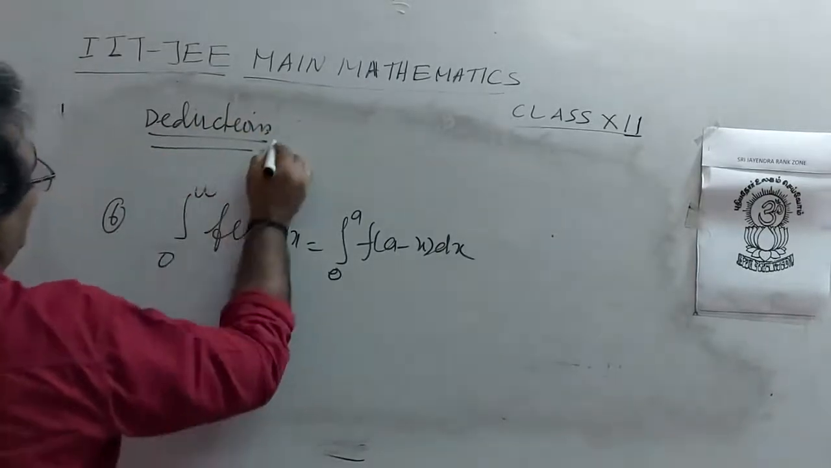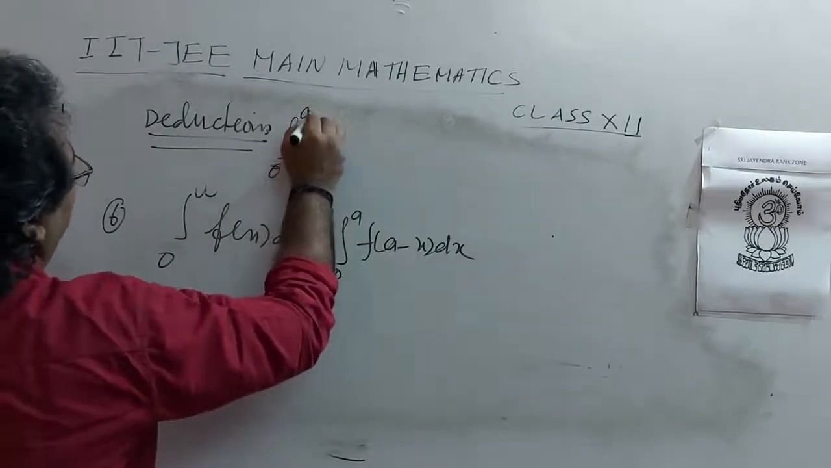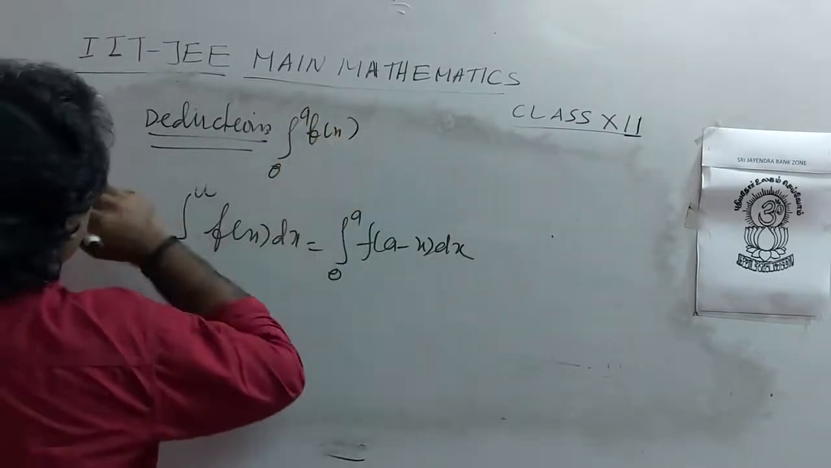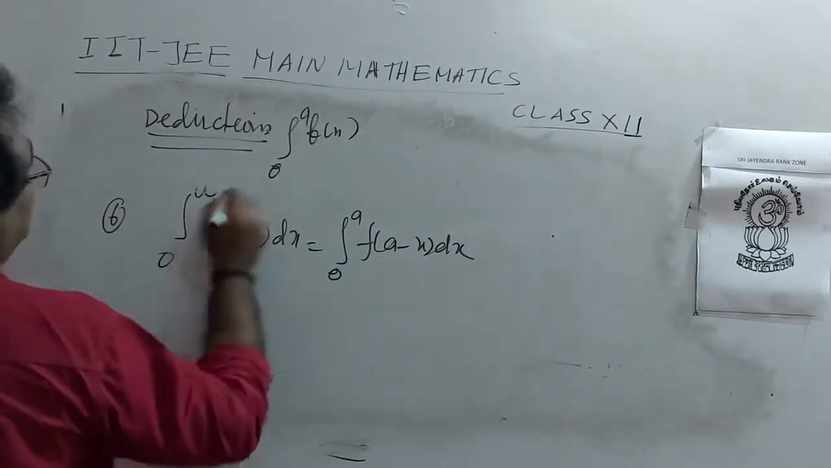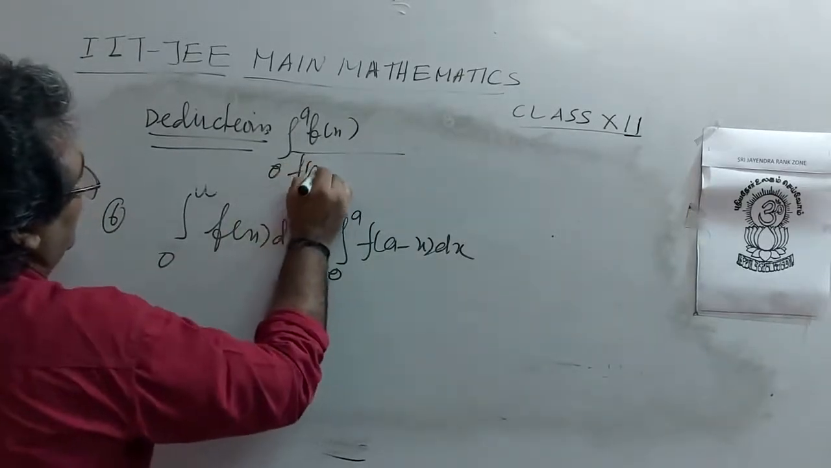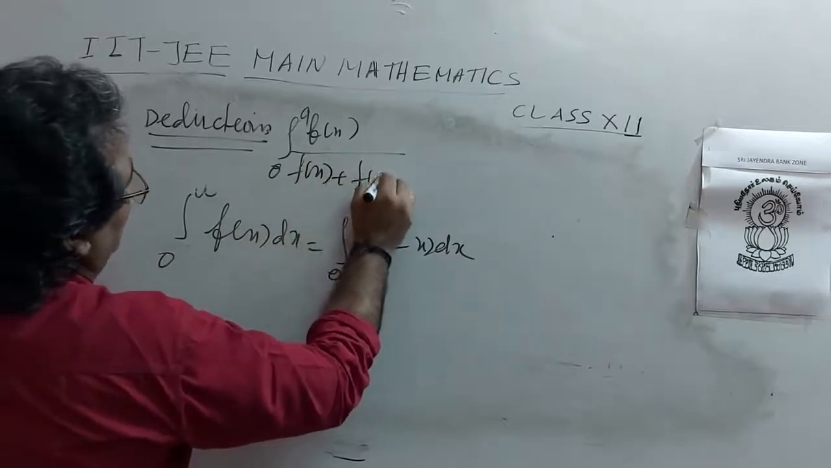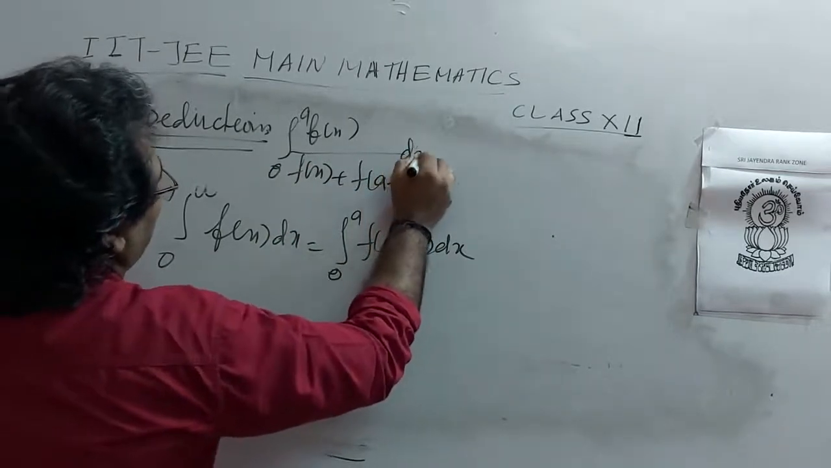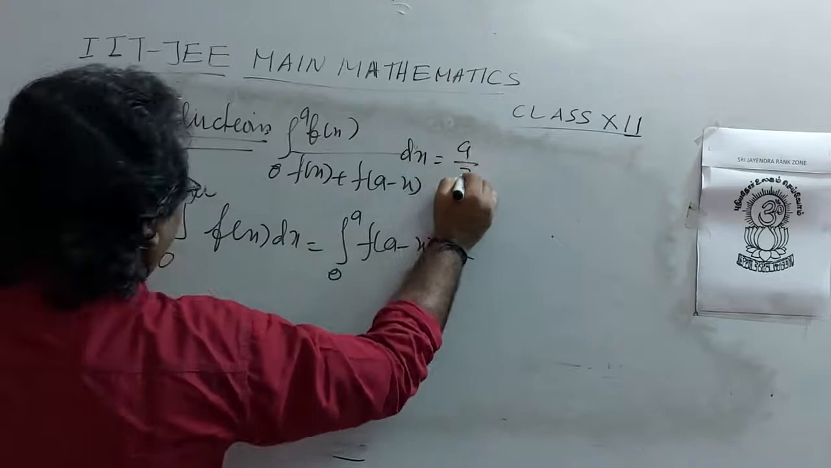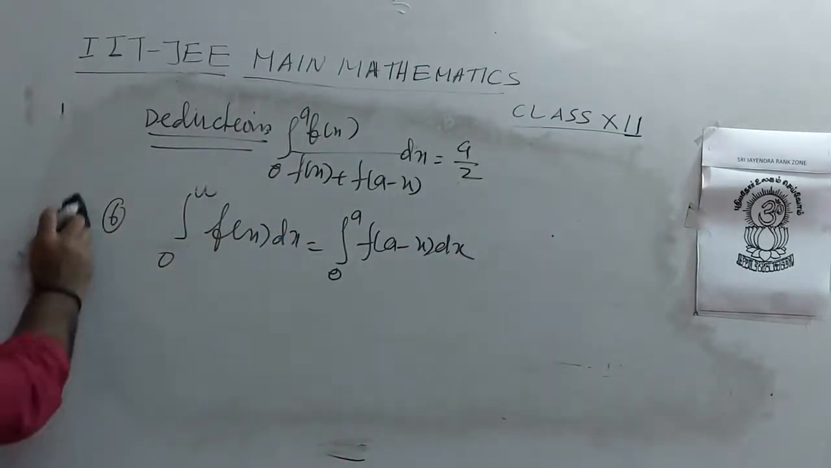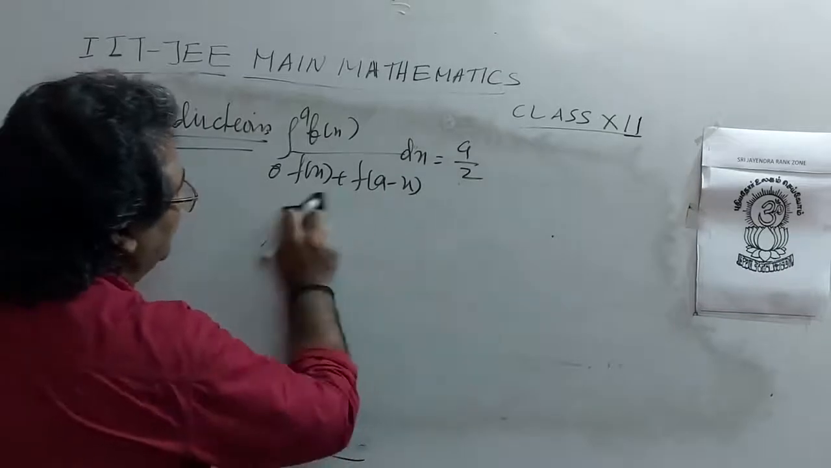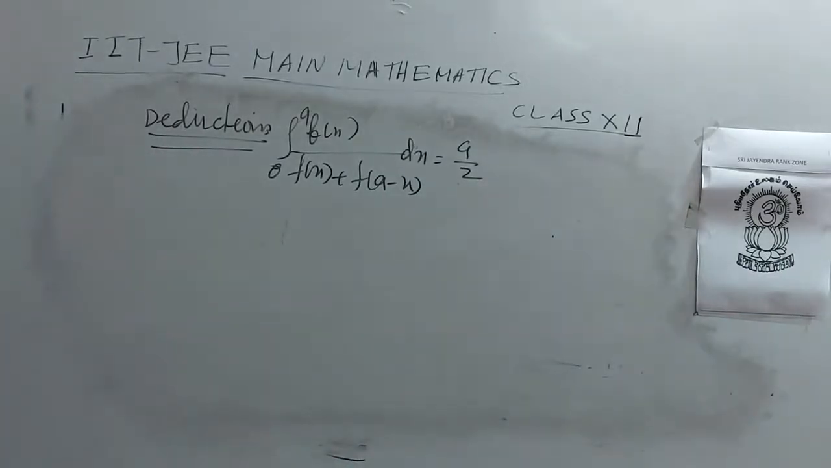From this result, we are going to deduce this value: integral 0 to a of f of x plus f of a minus x dx. The answer will be a by 2. You can remember it as a result. Now we are going to prove how it comes.